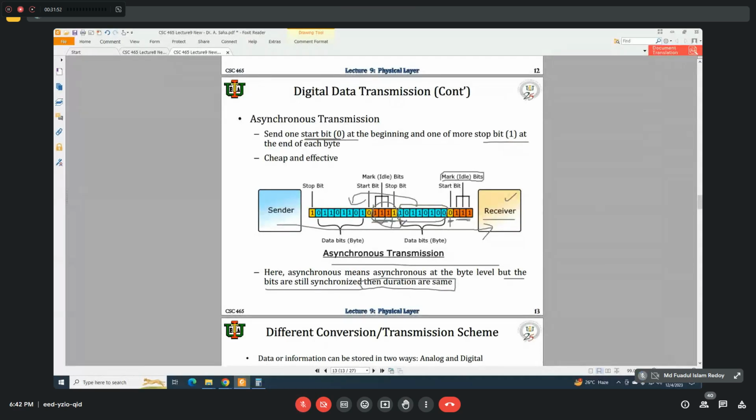The idle bit is going to be automatically there after the stop bit. So this is a kind of pause, as I am doing now. There is going to be a pause, right? When I'm talking and telling a sentence, after that I take a pause, and then again I start something.